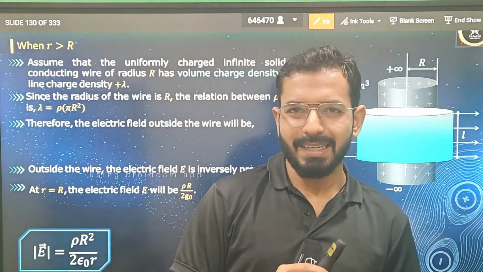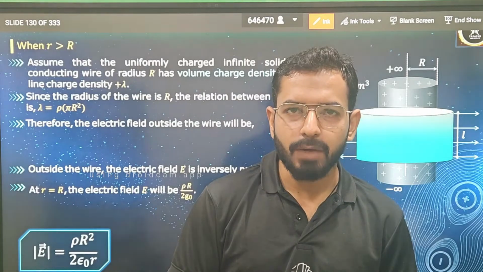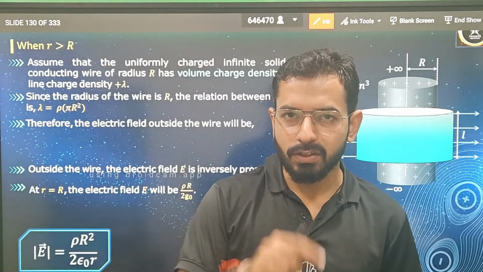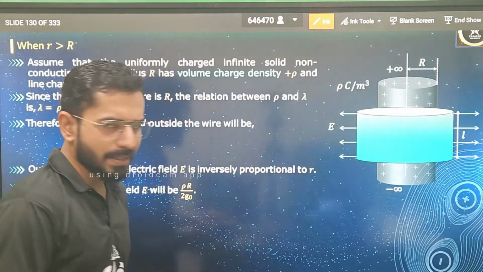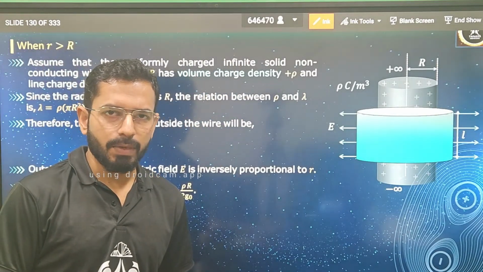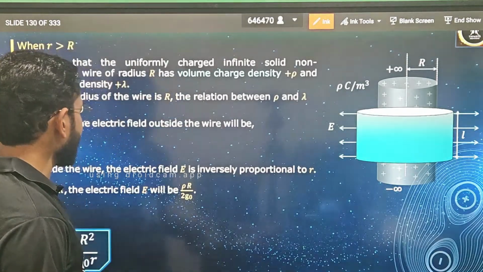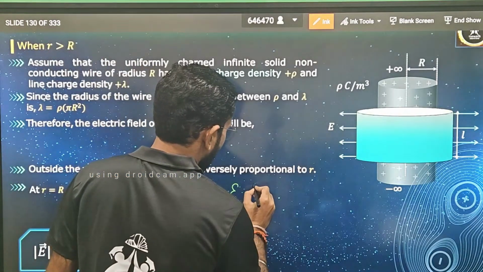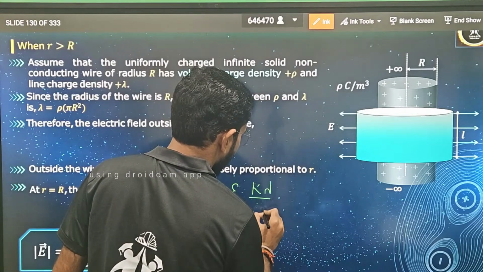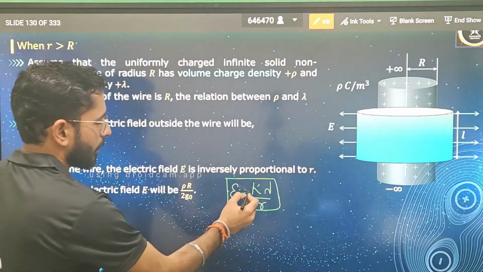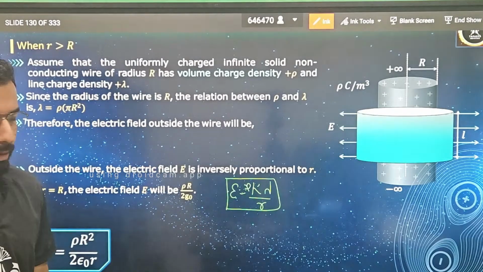Because from outside it doesn't matter what kind of body you have, since I only care about the net charge present inside your Gaussian surface, and that will be exactly equal to Q. Whatever charge is coming, it will be equal to Q. So the result will be the same. Electric field will be 2K lambda by R, sorry, that was the result, 2K lambda by R.